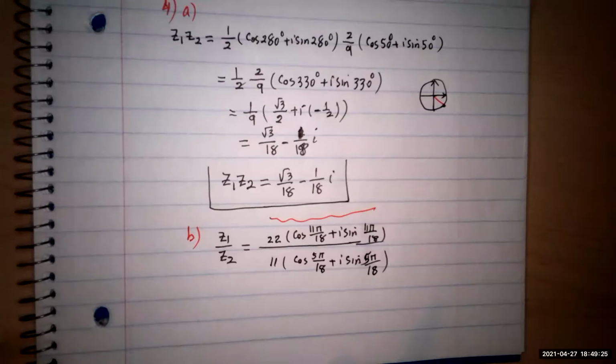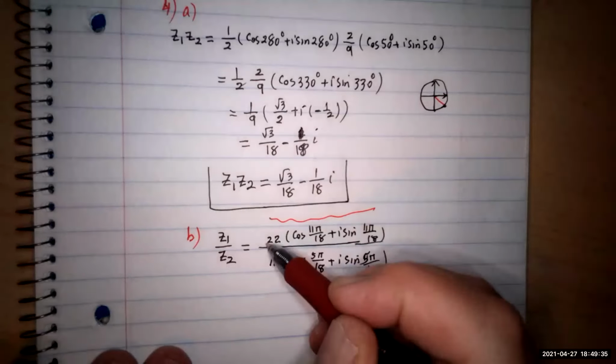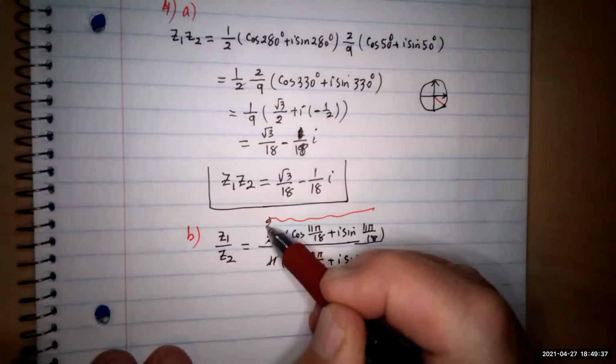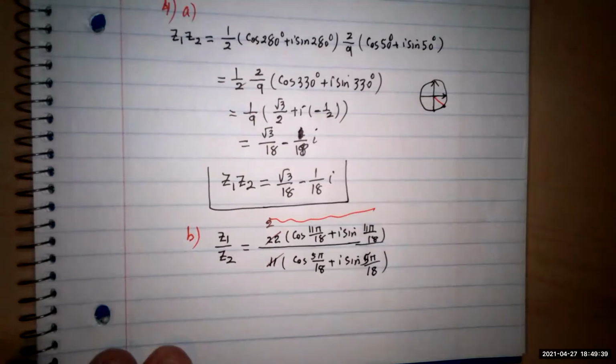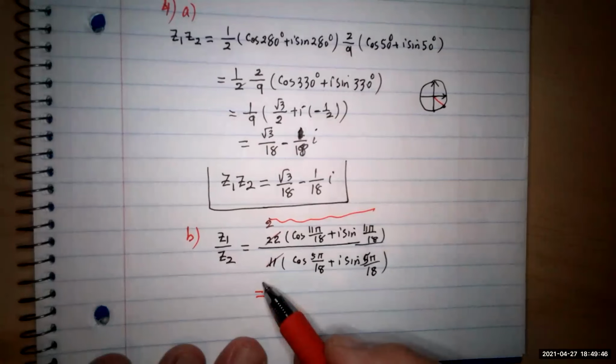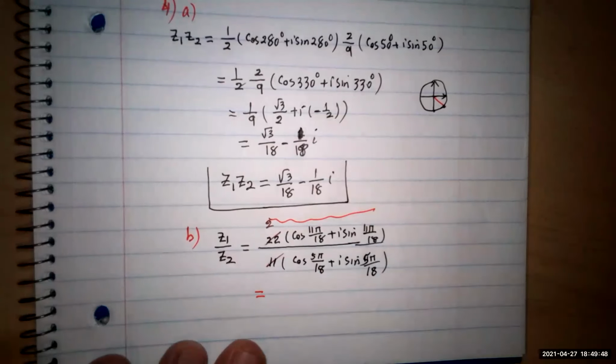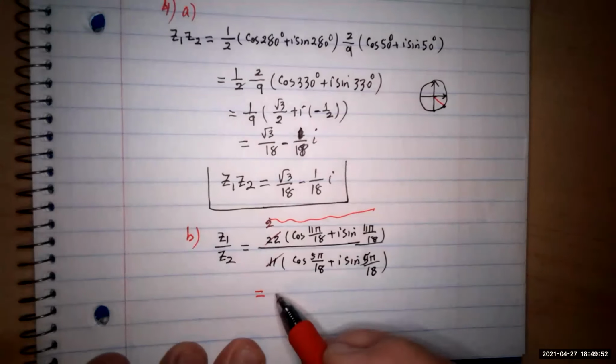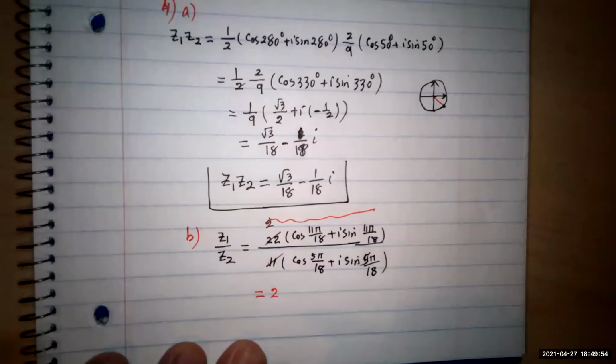Okay, so the angle for the top is 11 pi over 18, and the angle for the bottom one is 5 pi over 18. Okay, you know that we simplify the number outside. This is nice. We can simplify it. So that gives us a 2. And for the CIS, we just subtract the angles. So the number part is 2. If you cannot simplify it, you write it as a fraction, as a ratio. In this case, it is 2.